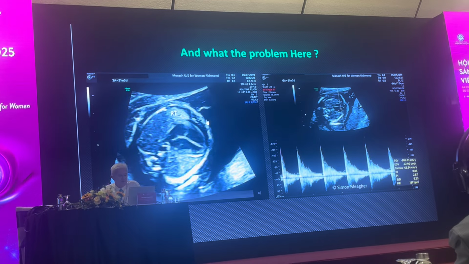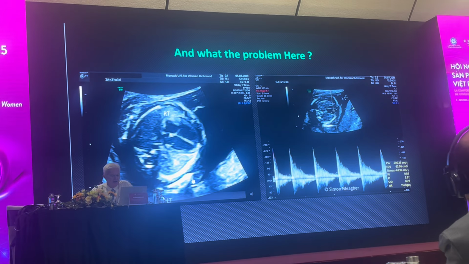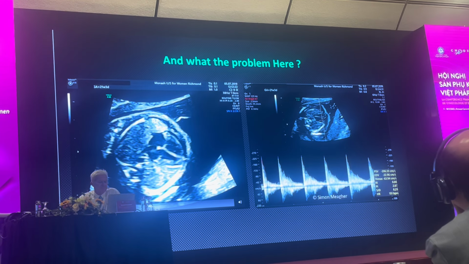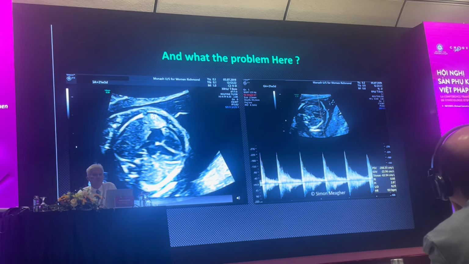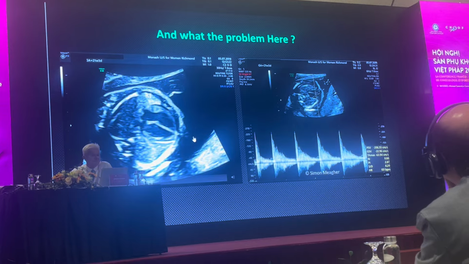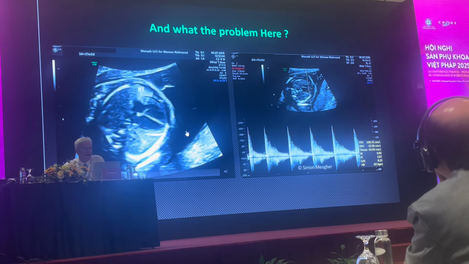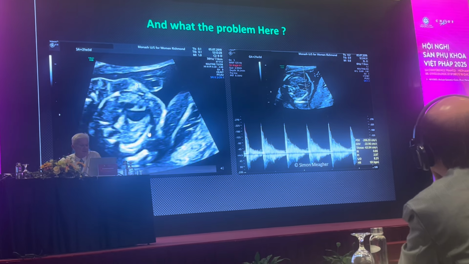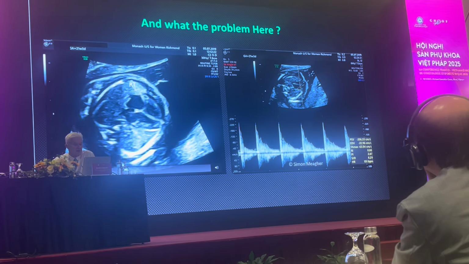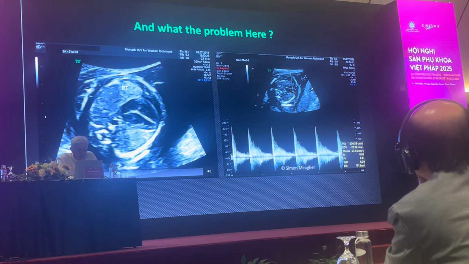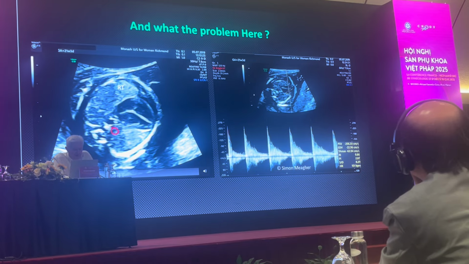In this baby, you see a 4-chamber view of the heart. Can somebody in the room tell me what is the abnormality? Tell me what is the problem with the 4-chamber view of the heart when you look at this baby? Anybody? Where is the aorta? Is the aorta on the left of the spine or the right of the spine? The aorta should be here, on the left of the spine.